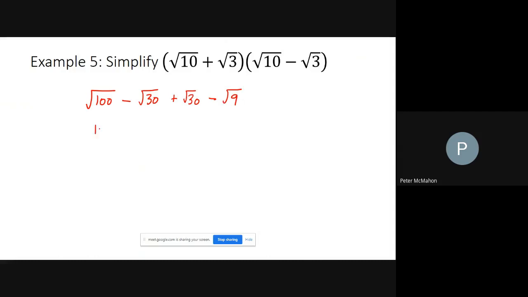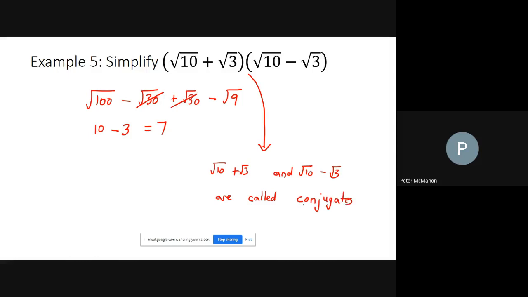Root 100 is 10. And then negative root 30 plus root 30, these two middle terms are going to cancel out. So those disappear. And then square root of 9 is 3. 10 minus 3 is 7. Okay. So we have a special name for these. Root 10 plus root 3 and root 10 minus root 3 are called conjugates.